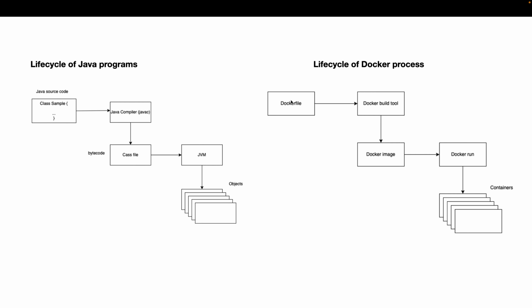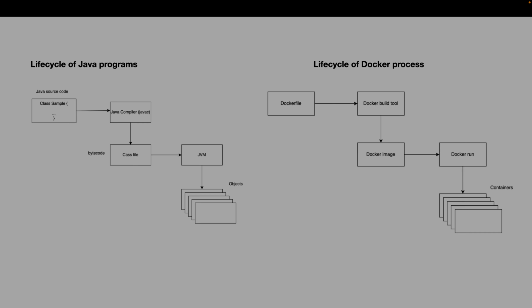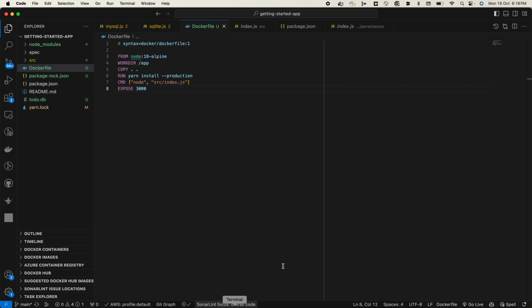Now I haven't shown you a Dockerfile. What does a Dockerfile look like? Let me quickly show you and then we'll come back. So this is a sample Dockerfile. You can choose to ignore this syntax right now. This Dockerfile is used to create your own image.